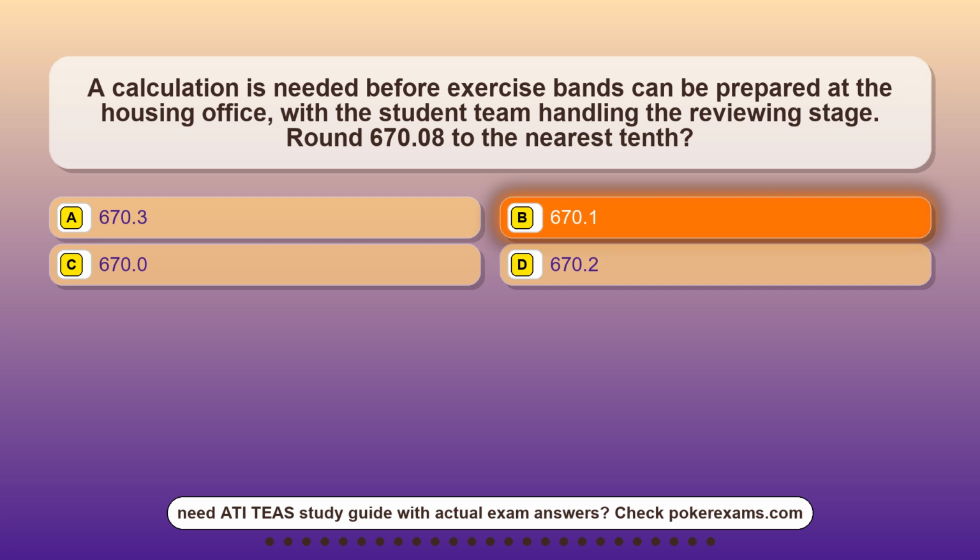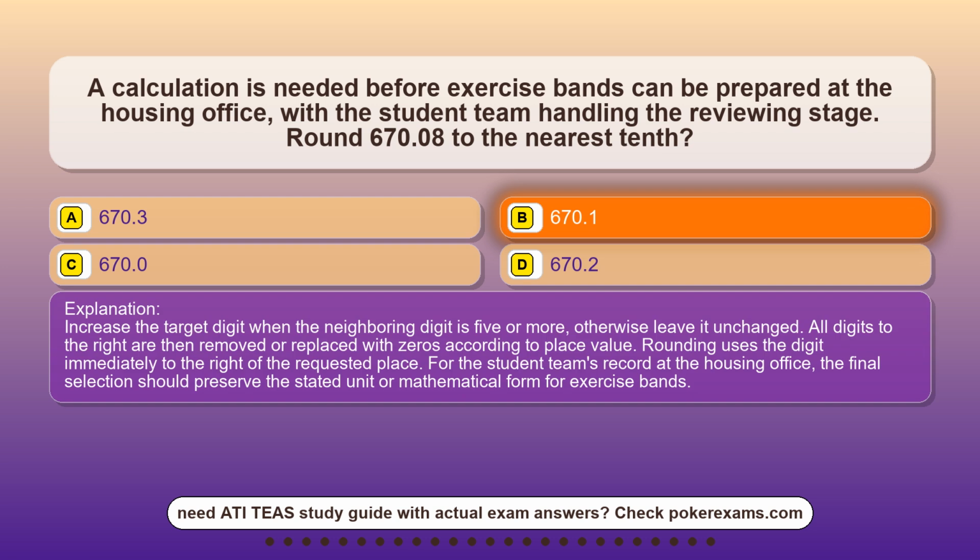The correct answer is option B, 670.1. Increase the target digit when the neighboring digit is 5 or more, otherwise leave it unchanged. All digits to the right are then removed or replaced with zeros according to place value. Rounding uses the digit immediately to the right of the requested place. For the student team's record at the housing office, the final selection should preserve the stated unit or mathematical form for exercise bands.